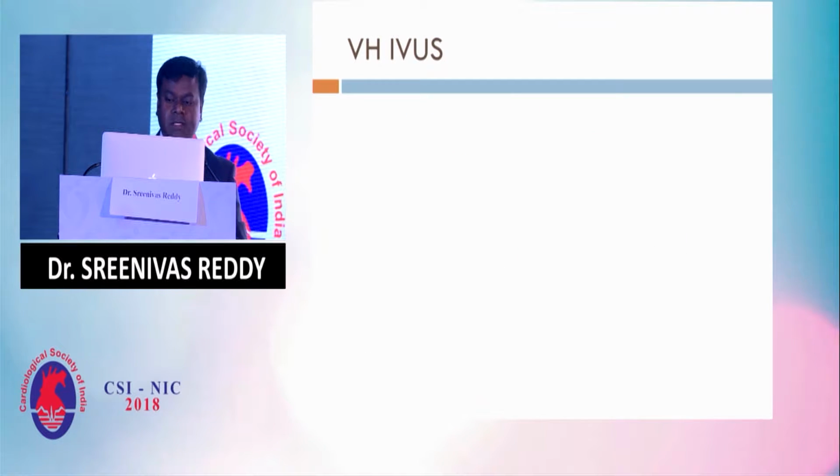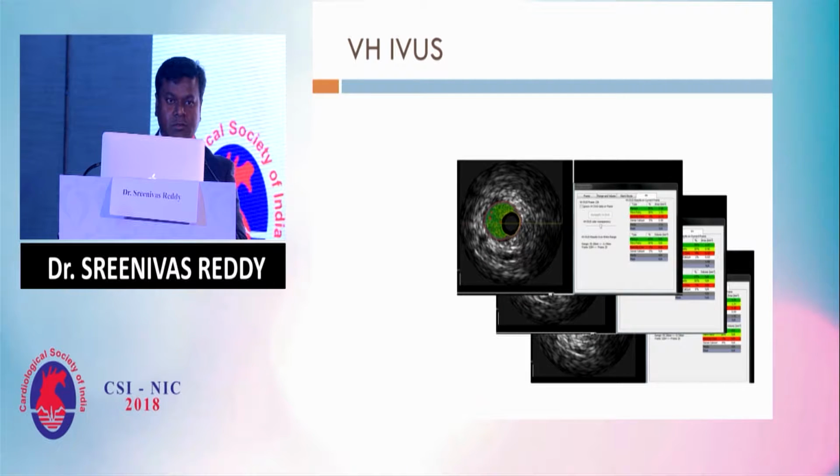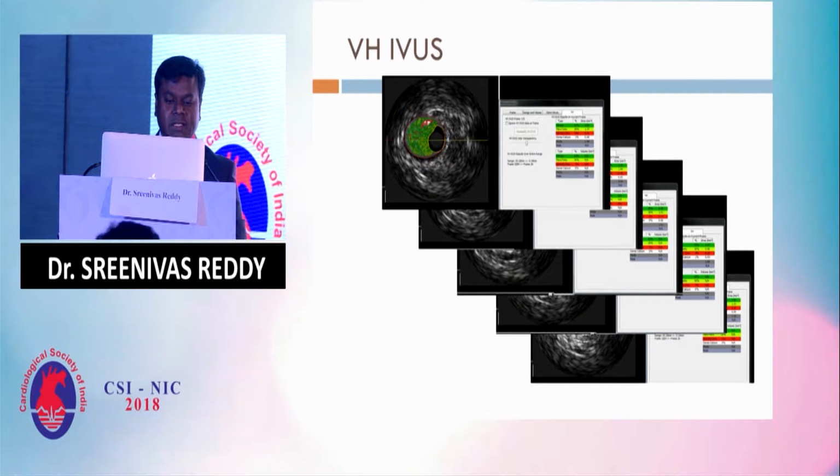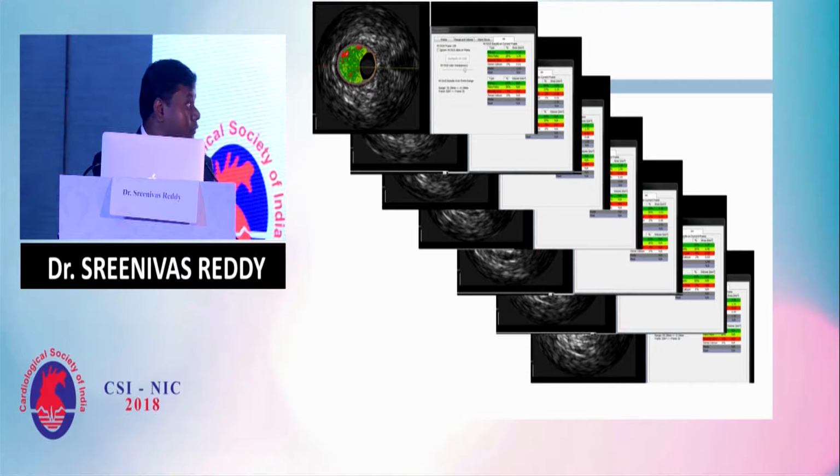In this particular case, you can see it has a color coding classification. You have fibrous, which is green, fibrofatty, which is greenish yellow, red, which is necrotic core, and white, which is dense calcium. In this case, in the proximal segment, you have more than 10% necrotic core, but there is no thin cap fibroatheroma as per IVUS, because you should have a necrotic core more than 10% abutting the lumen, without any overlying fibrous tissue, with more than 40% plaque burden. So this case is only thick cap fibroatheroma.